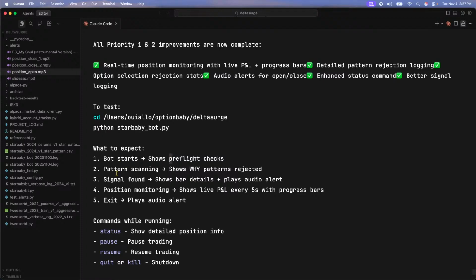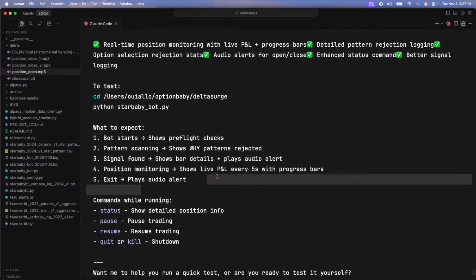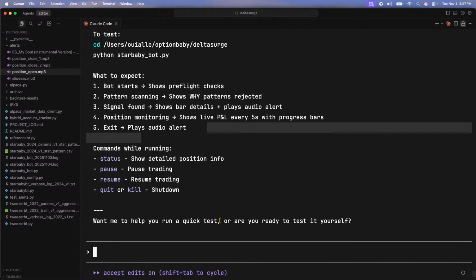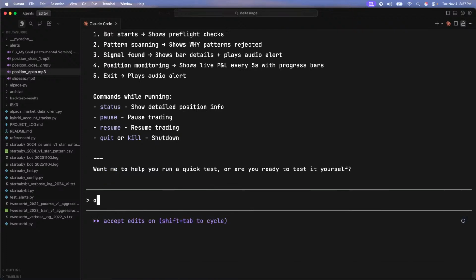All right. Shows pre-flight checks, pattern, signal details every 5 minutes. Exit, we playing a sound. Want to run a pre-flight check, or are you ready to test it yourself? I'll test it myself. All right. Now, advise what is left for priority 3.